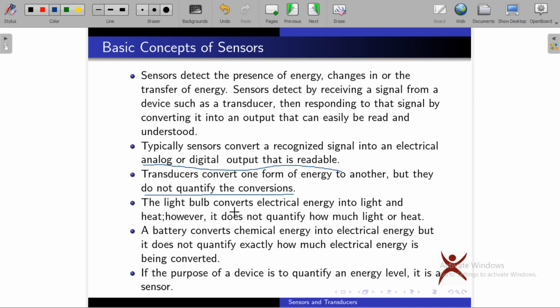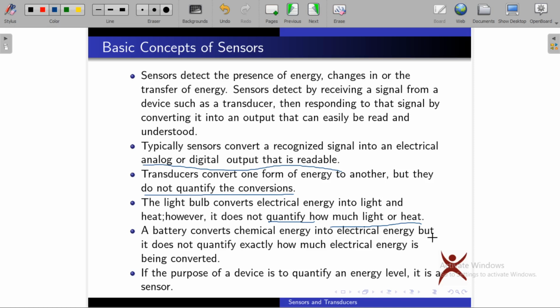The light bulb converts electrical energy into light energy. However, it doesn't quantify how much light is produced. It just converts one form of energy into another form. So a transducer is a device which converts one form of energy into another form, but it does not quantify the conversion.